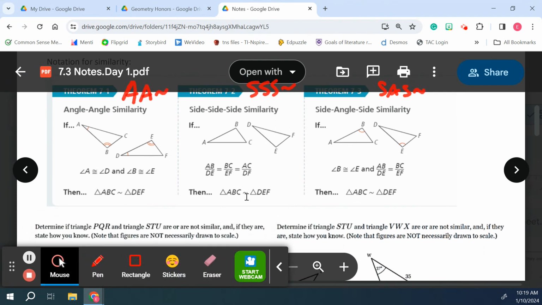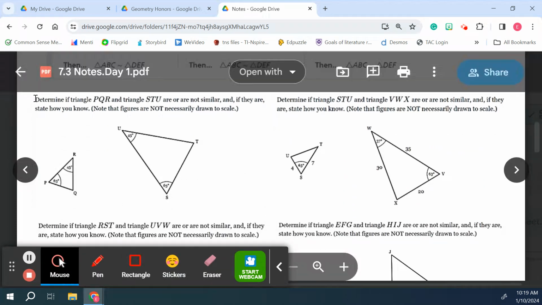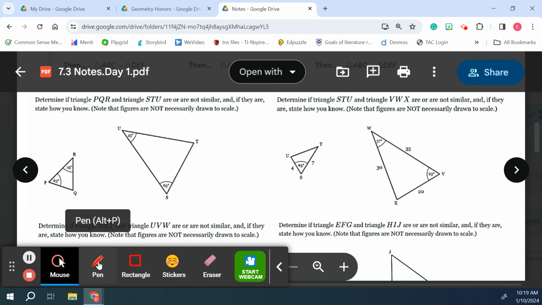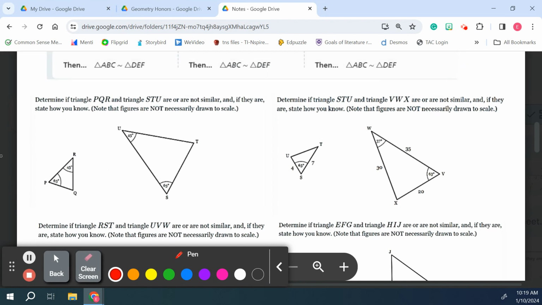All right, so let's take a look at this first one. It says determine if triangle PQR and triangle STU are or are not similar. And if they are, state how you know. Note that the figures are not necessarily drawn to scale. All right, so in this first part, if we take a look, we see that this is a 45-degree angle. This is also a 45-degree angle. This is a 63-degree angle. This is a 63-degree angle.